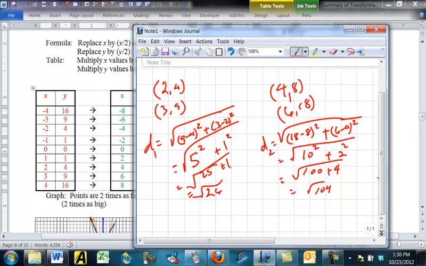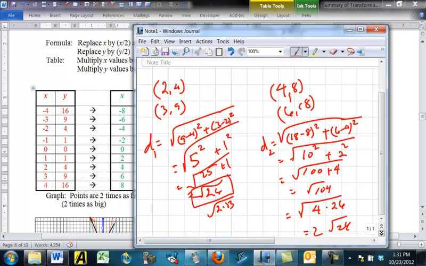Okay, 104 I can factor, so 26 is 2 times 13. So that won't reduce. So 26 is reduced. 104, however, we can reduce. It's 4 times 26. 4 is 2 squared, so this is 2 square root of 26.